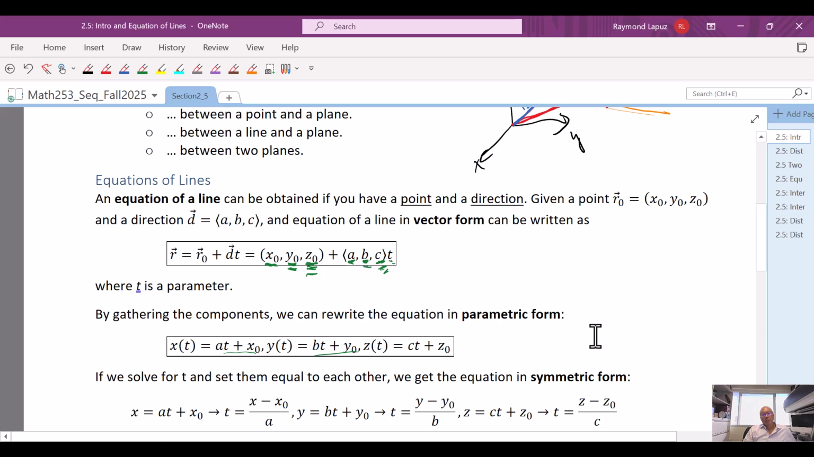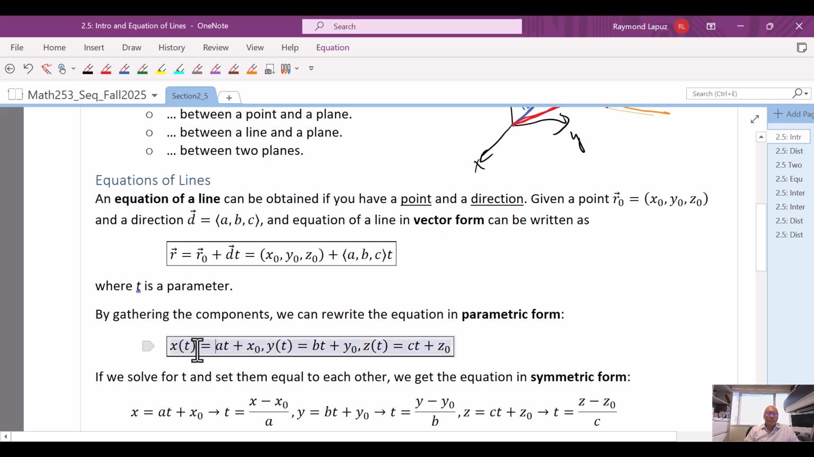So the set of parametric equations gives you specific functions for x, for y, and for z separately, and that way you can describe your line. So parametric equations work that way. So this has t in it.